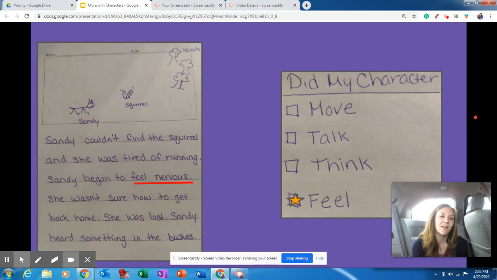Let's read this page together. Sandy couldn't find the squirrel, and she was tired of running. Sandy began to feel nervous. She wasn't sure how to get back home. She was lost. Sandy heard something in the bushes.